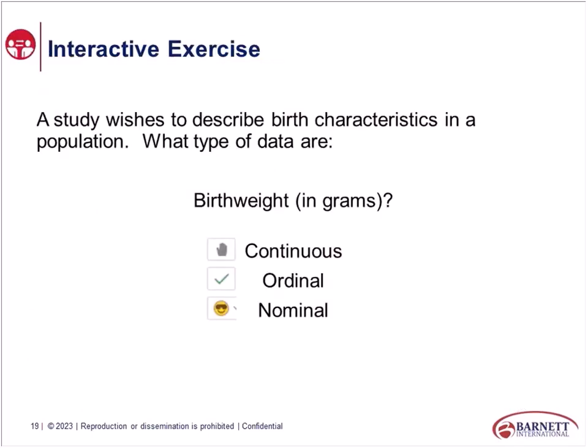Just a review here. A study wishes to describe birth characteristics in a population. What type of data is birth weight? Great, continuous. So birth weight in grams is continuous because you can always measure birth weight to a decimal place.